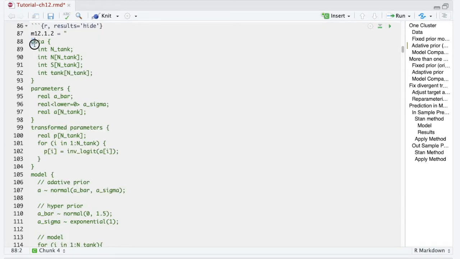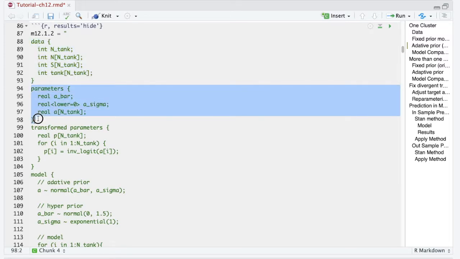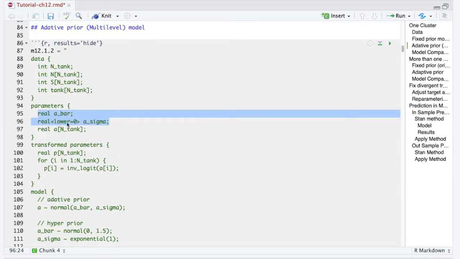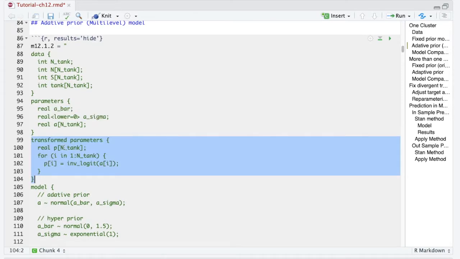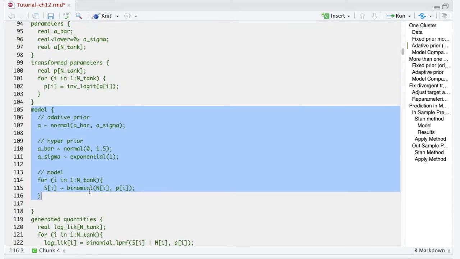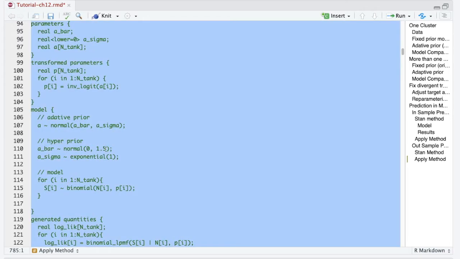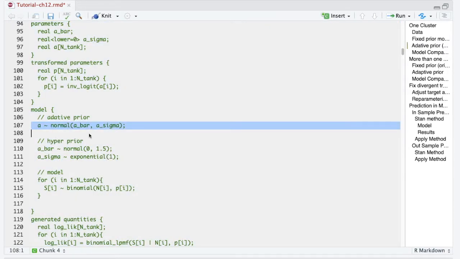You can see the data block isn't changed, and in the parameters block, we have two more parameters. First is A bar, the second is A sigma. You will know how these two parameters work in the later transformed parameters block. Nothing else has changed. The main difference is in the model block. You can see that now the parameters in the prior distribution are drawn from another prior distribution. So A is now drawn from normal A bar and A sigma. And A bar is from a normal 0, 1.5, and A sigma is from exponential 1. What it means is that A bar and A sigma will actually change according to our data.